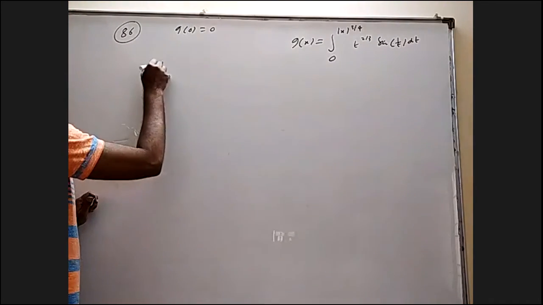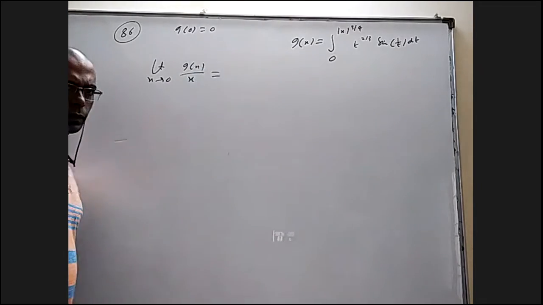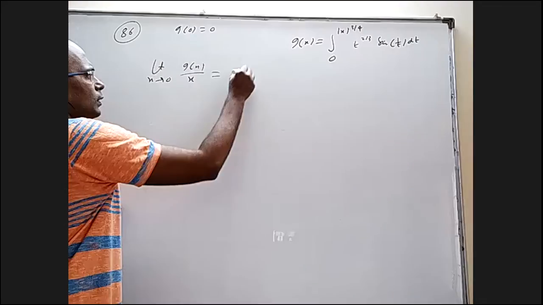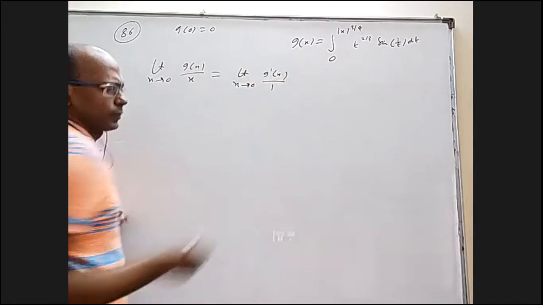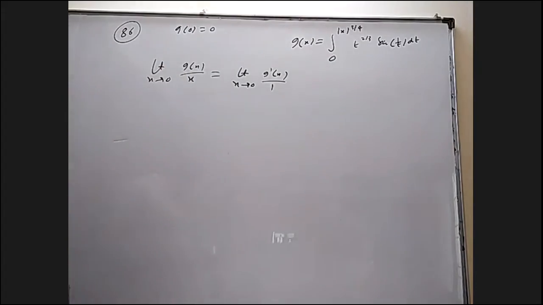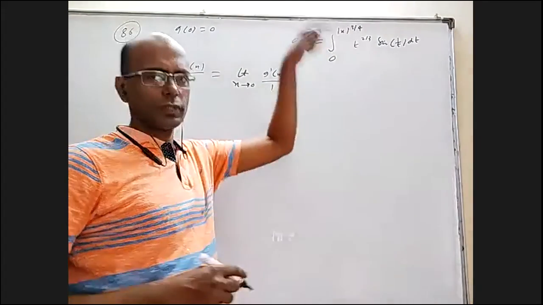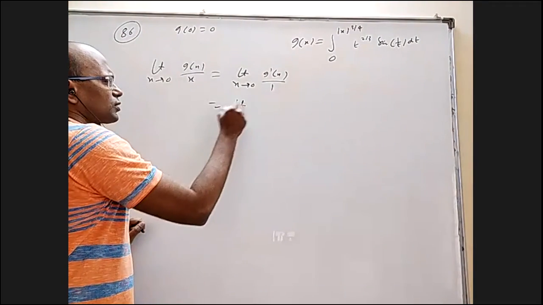Okay, so they want the limit x tends to 0 of g of x by x, which is 0 by 0 form. So I can use L'Hospital's rule, g dash x by 1. And also one more thing, 0 plus and 0 minus have the same limits. That is because mod x is there. Whether you take x negative or positive, it will be the same, even function. Okay, now limit x tends to 0.